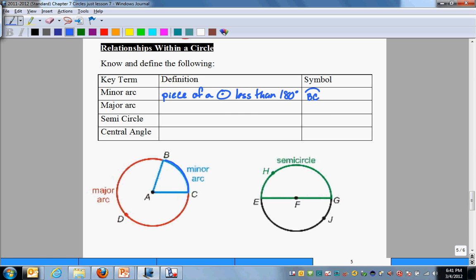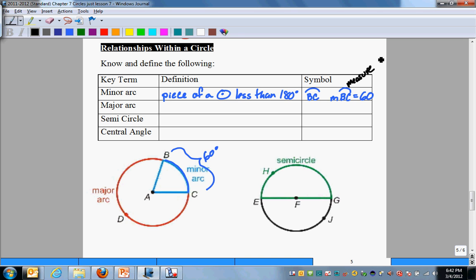It's under 180 degrees. Now, if we actually knew the measure of the arc, let's say we knew that the actual measure of the arc was 60 degrees, we would represent the measure of the arc like this. Put a little m in front of it, we would say BC with the arc symbol. We would use an equal sign, and we would say 60. That gives what's called the measure of the arc, the degree measure.